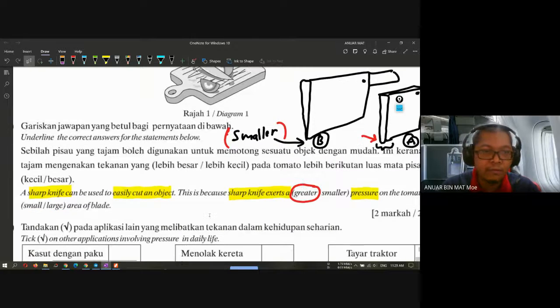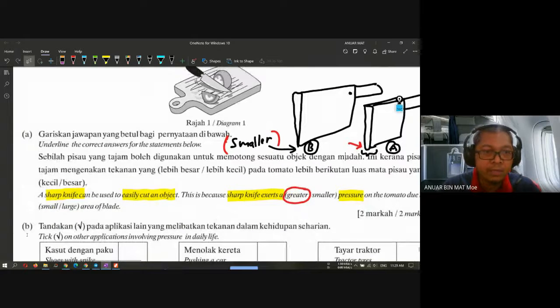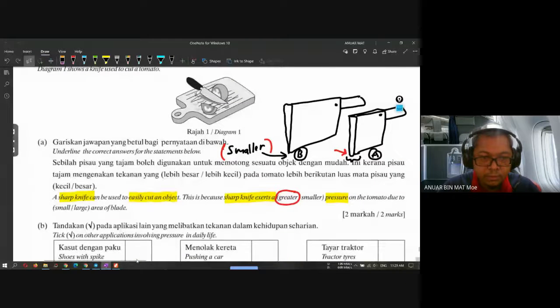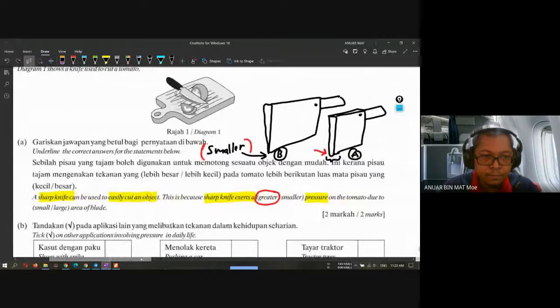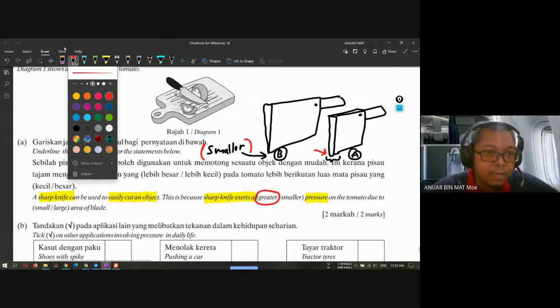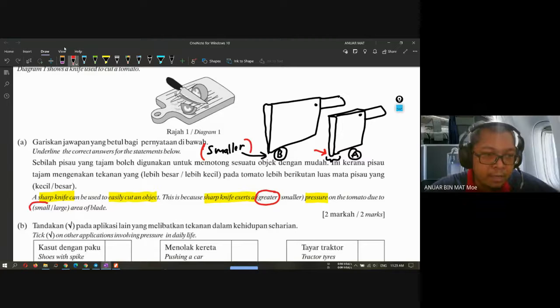So, what's the answer for the next question? Is it small or large? Small or large area of blade, class? Small. Okay, small area, and then great.